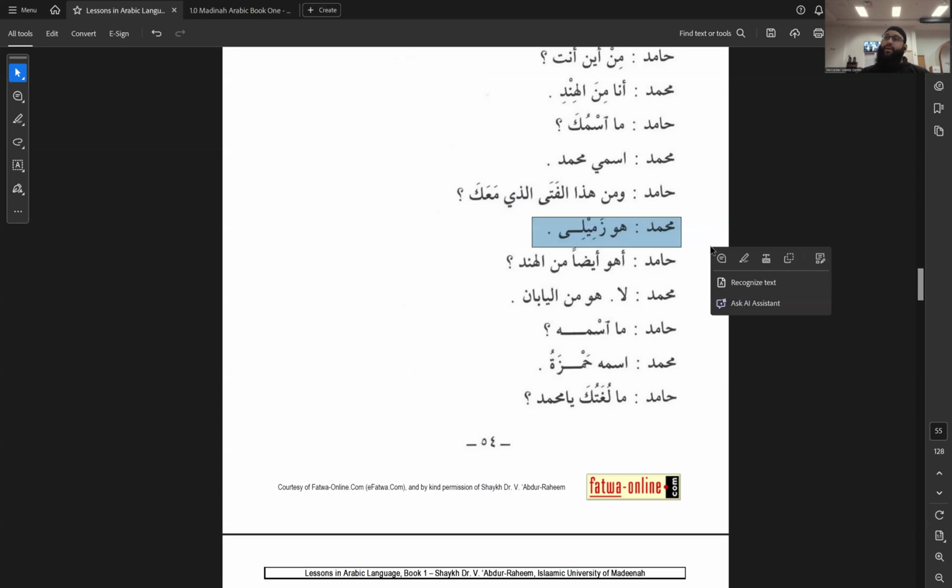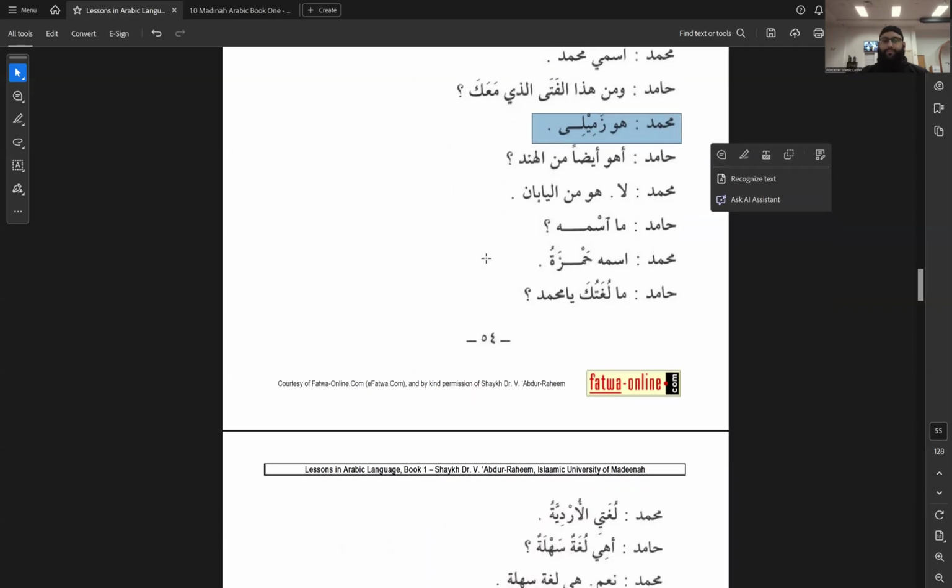When you want to say he is, so the question is, who is that young boy that is with you? The answer would be, he is, etc. So how do you say he is? Huwa. Very good. So he says, Huwa zamili. He is my classmate. Zamili means classmate.